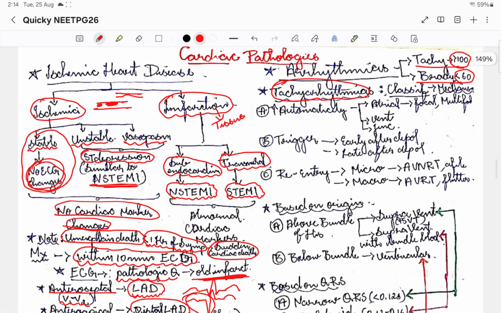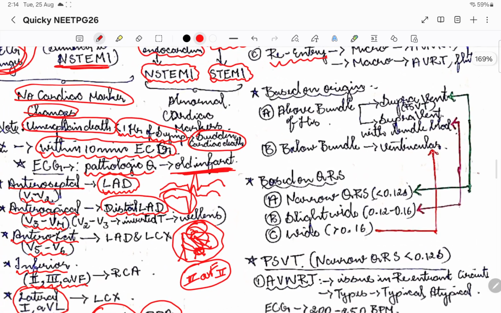One is based on the mechanism. Classification based on mechanism is where there is increased automaticity, increased triggered activity, or an issue with a re-entry circuit. This is not of much importance. The major importance is the classification based on origin and based on the QRS complex. We'll see what it is.